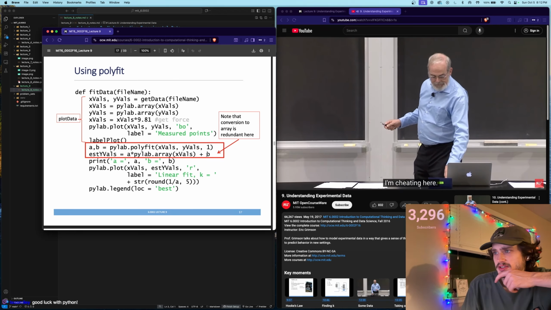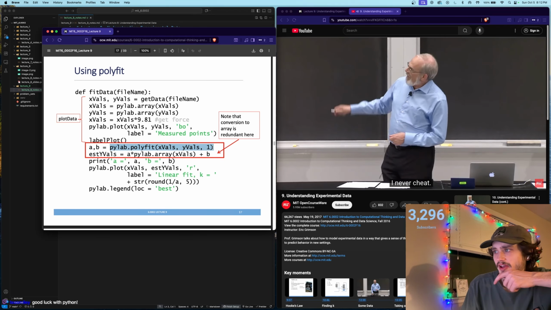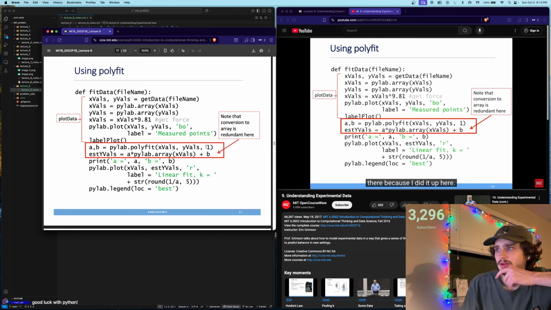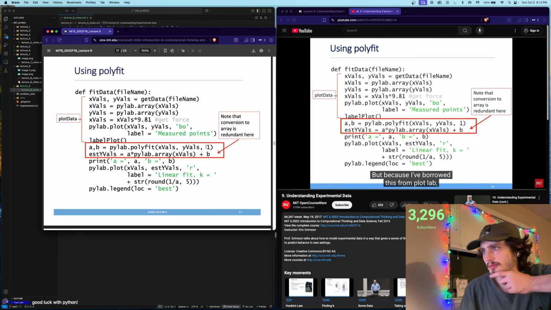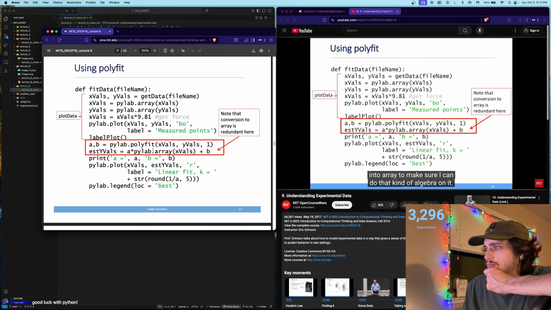I'm cheating here. This is the estimated y values given the polyfit values for A and B that are given for this single array there because I did it up here. But because I've borrowed this from polynomial PlotLab, I wanted to show you that I can redundantly do it here to remind you that I want to convert it into an array to make sure I can do that kind of algebra on it.